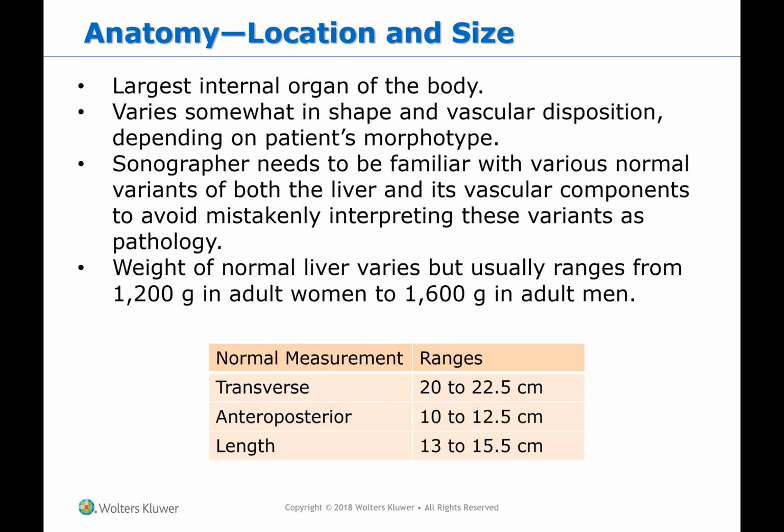The liver is the largest internal organ of the body. It weighs quite a bit: about 1,200 grams in a woman and 1,600 grams in an adult. Our normal ranges are anterior to posterior 10 to 12 centimeters, length 13 to 15.5, and transverse 20 to 22.5. So I would study those normal measurements.